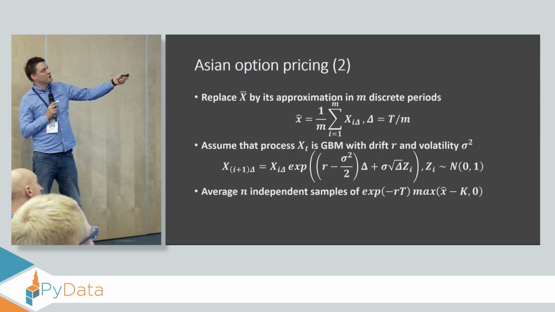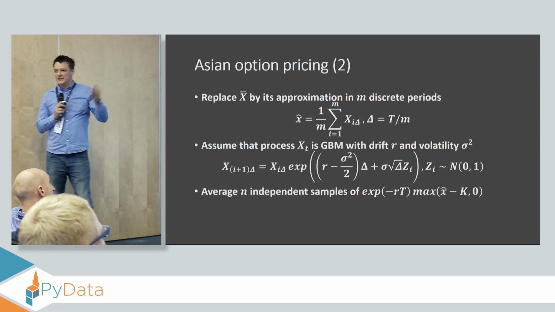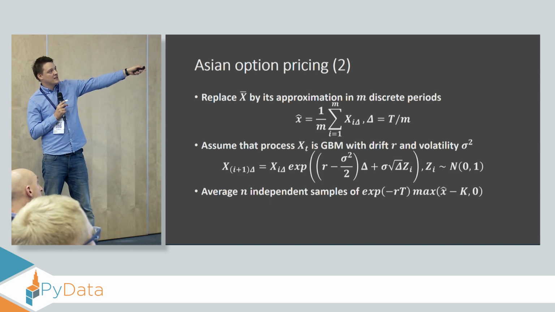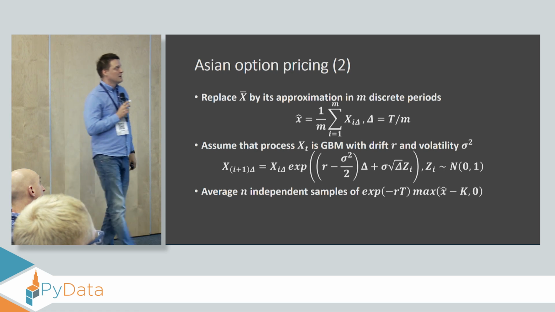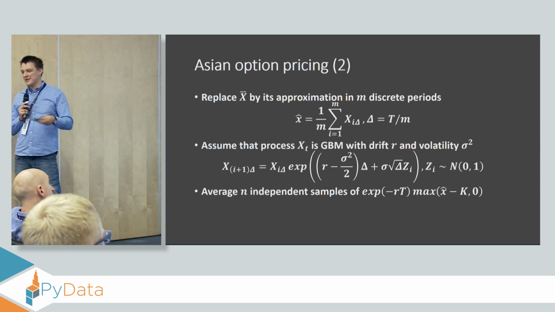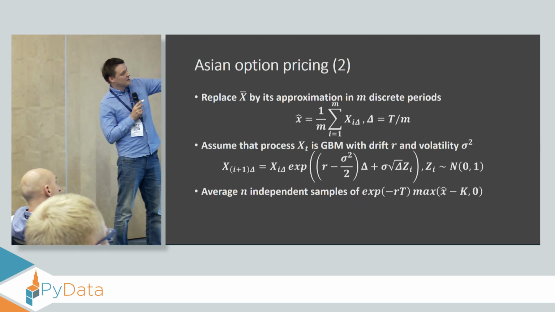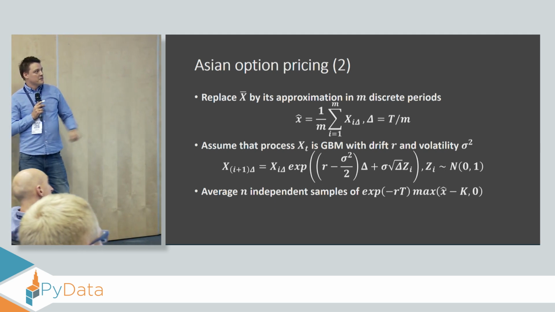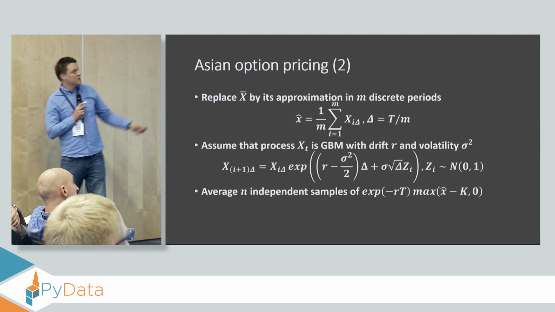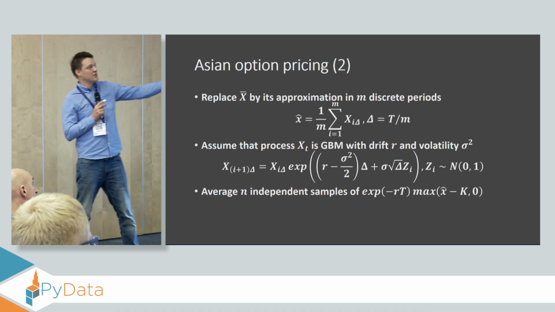The standard approach to evaluate such an option is to discretize the time into discrete periods. And here a standard approach would be to use geometric Brownian motion to simulate the move of the stock price. Then this is the recursive formula for the price of the stock. And then you simply calculate the value of this option by averaging a lot of samples of such a simulated process.